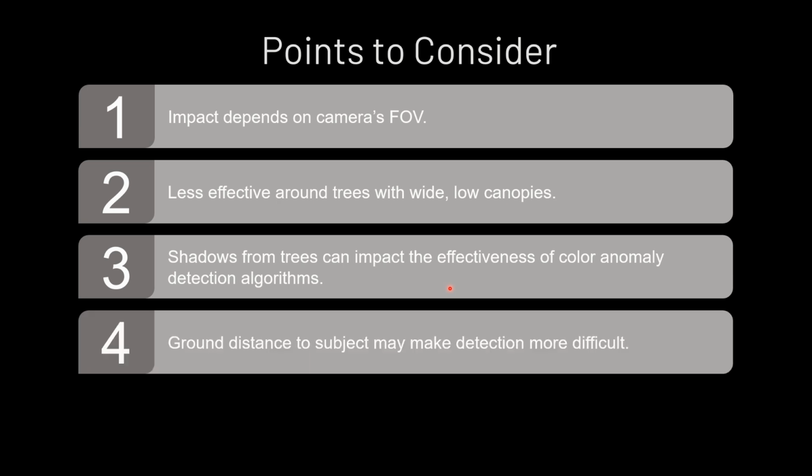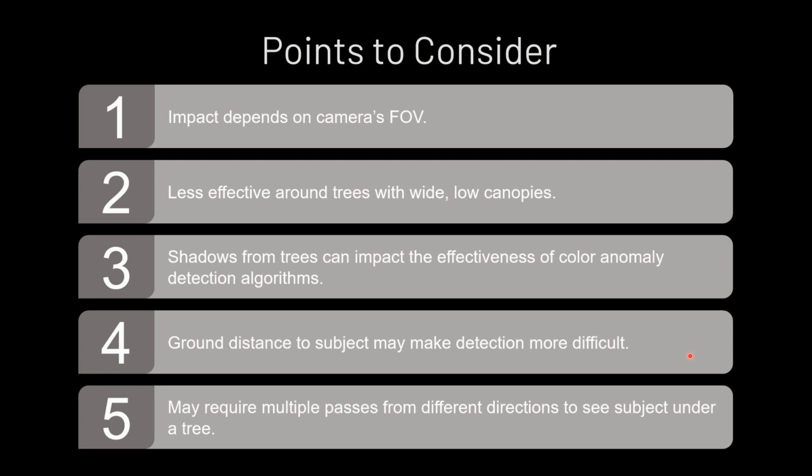Next, ground distance to subject may make detection more difficult. So because we're going to be further away from the subject horizontally, they're just going to appear smaller in the image. So again, just something to consider that you're going to be a little further away from the subject, so you may have to take an extra look to see them under the tree.